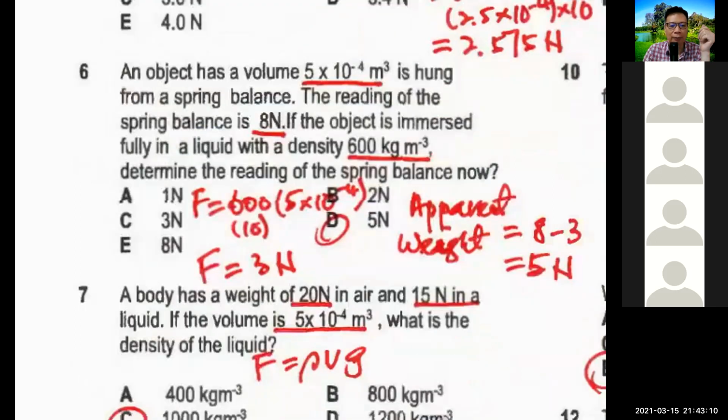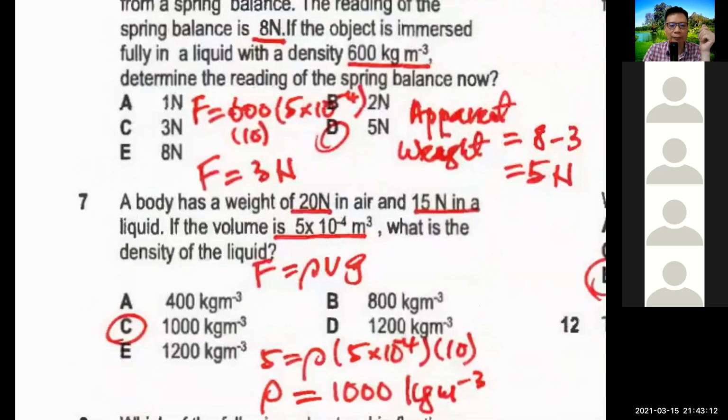Okay, number 7. Direct. This one, rho Vg. 20 Newton in the air, 15 Newton in the liquid. So straight away you know the buoyant force is 20 minus 15, which is 5. Buoyant force is 5. Rho, volume given, gravity. So you find the density, so it's 1000. Okay?